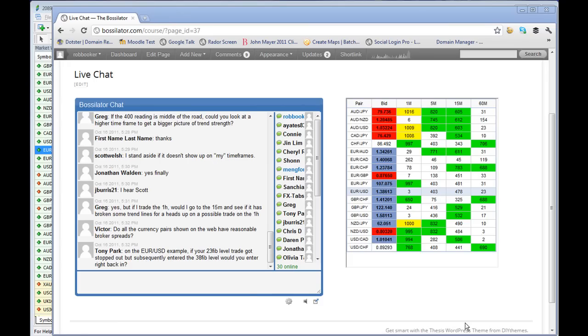Tony says, on the euro-dollar example, if your 23 fib level trade got stopped out but subsequently entered on the 38 fib level, would you enter right back in? Yes. Tony asks a good question. On that trifecta trade that we looked at a little bit earlier, if I were to enter in the 23 break and then get stopped out, could I enter again? And the answer is yes. A trifecta trade, when it stops out, can lead to a successful subsequent trifecta trade. However, when a trifecta trade profits, it typically is the last trade that you're going to get on that time frame chart until the next time around.